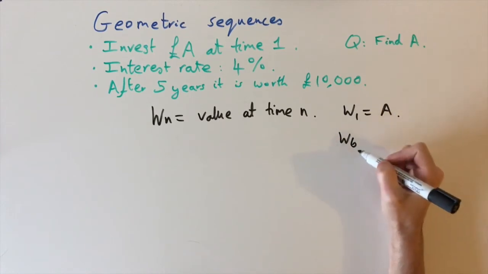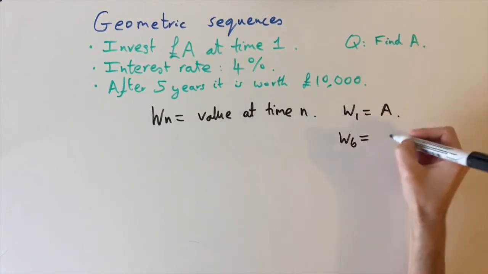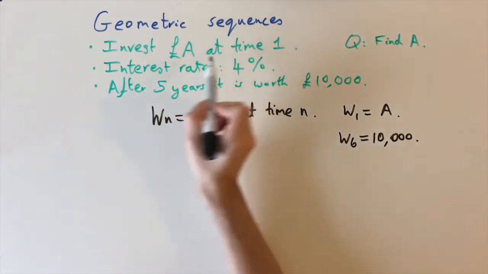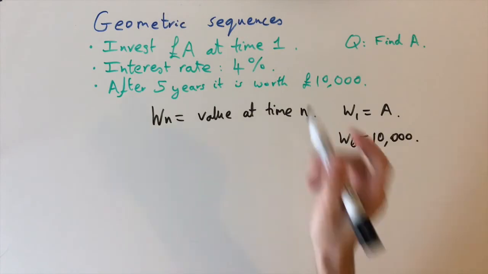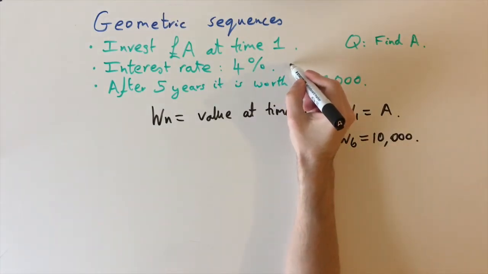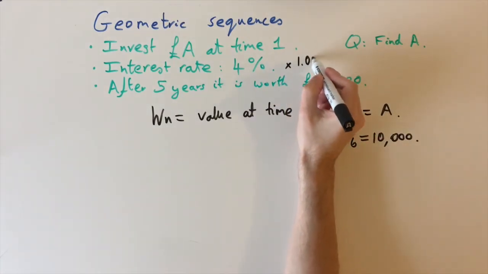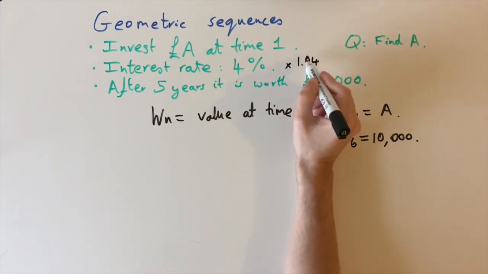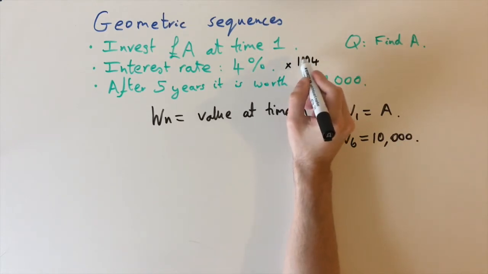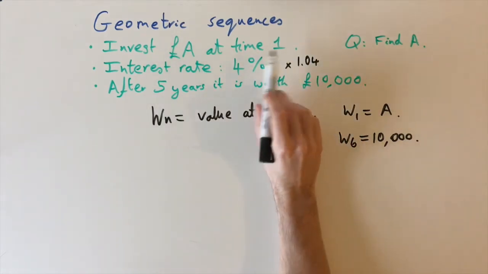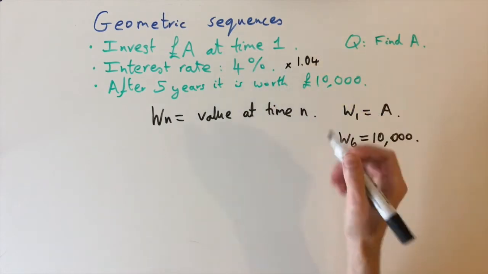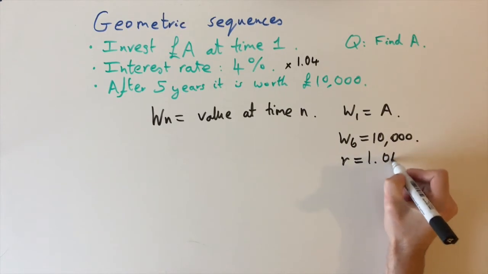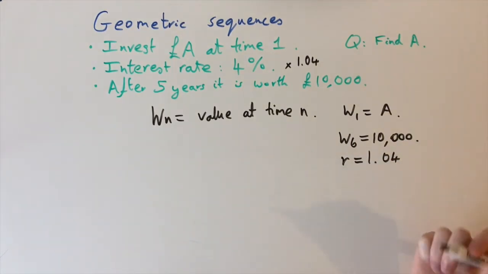So our value at time 6 is equal to 10,000. That's what this is telling us. And then the second bit of information, interest rate, we just need to know that this is the same as multiplying by 1.04. So our interest rate is 4%, so every year our value increases by a multiplicative factor of 1.04. So this tells us that our ratio between terms in the sequence, the common ratio, is going to be given by 1.04.